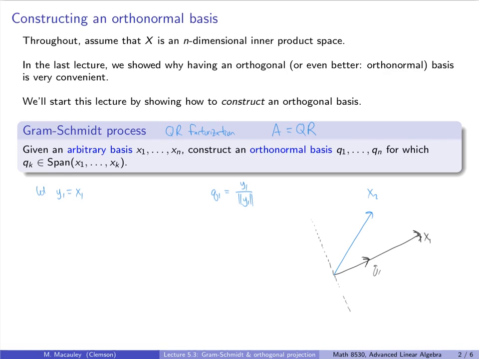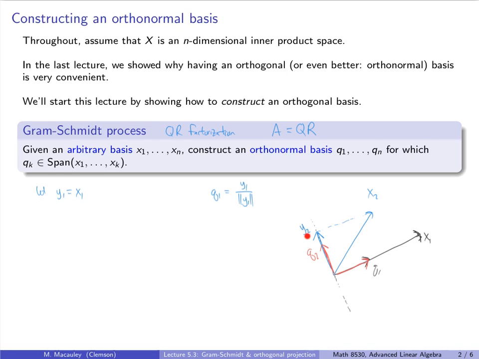If we take x2 and project it onto here, then we get what I'm going to call y2, and then I want to normalize y2. Let me sketch the q's in red. If I normalize that, then I'm going to get q2. That's why I'm introducing this y1, because I'm going to have this intermediate step each time.